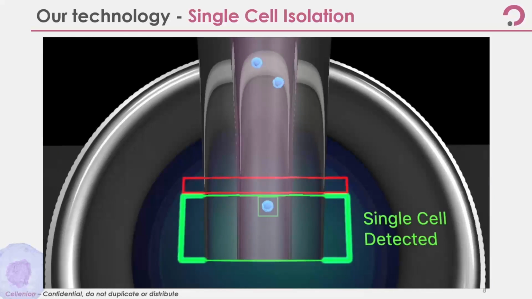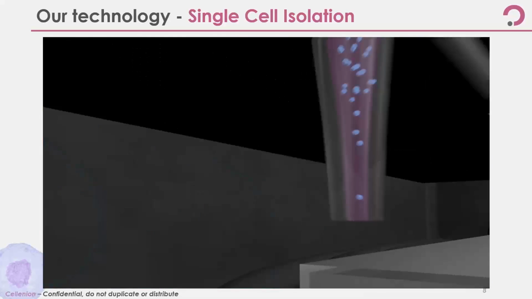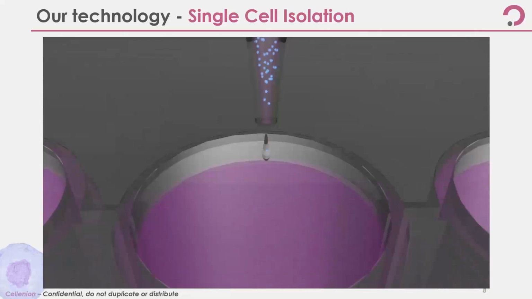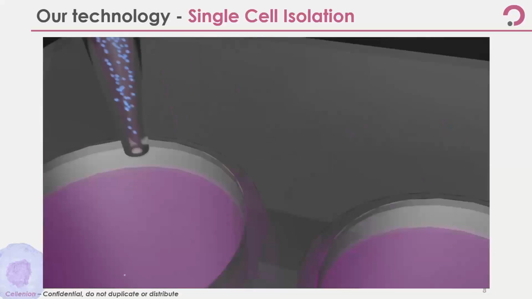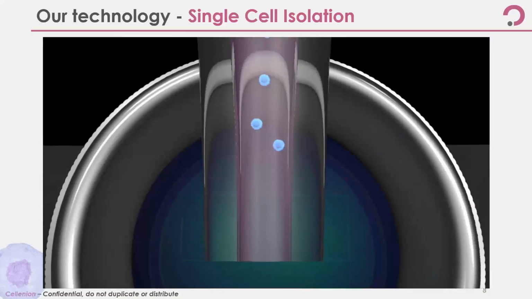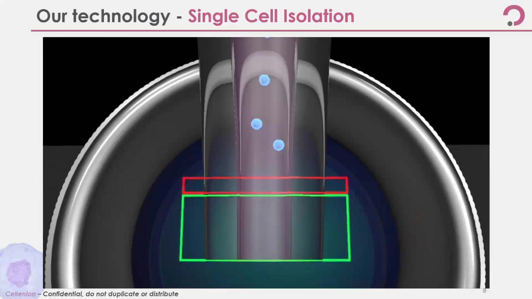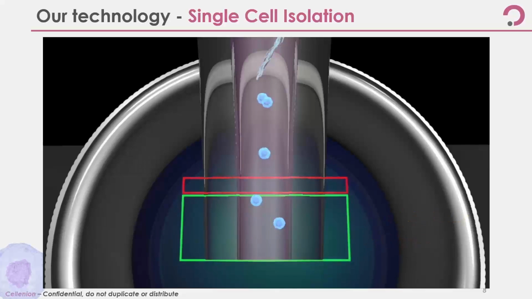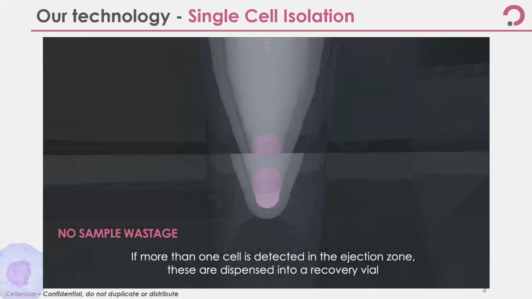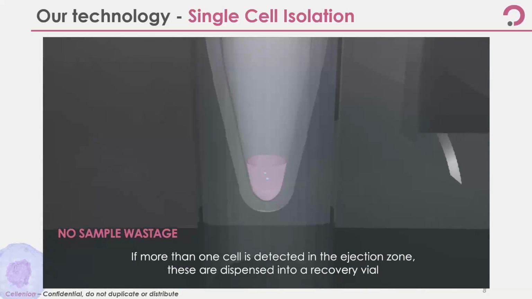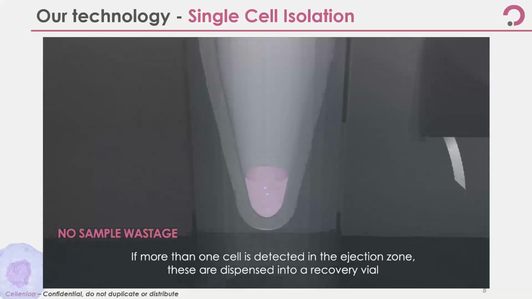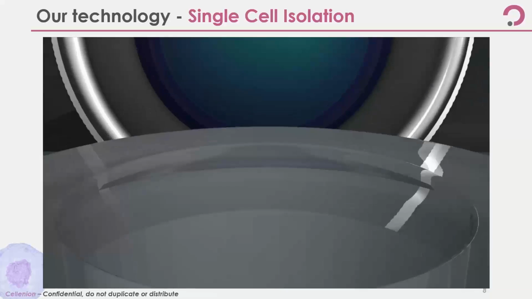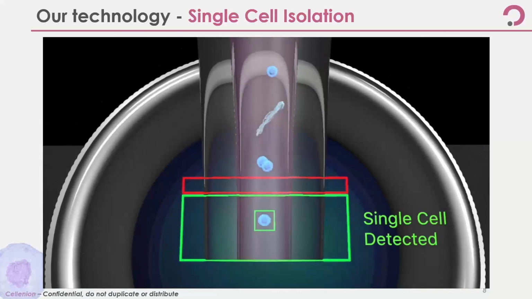Then back to the camera. Again, a single cell is detected. So it's dispensed in the next well. Back to the camera. Then there is no cell detected, so the droplet is in the recovery vial. If you detect multiple cells, it goes as well in the recovery vial, which means that there is no sample wastage because you can then uptake again from this recovery vial.